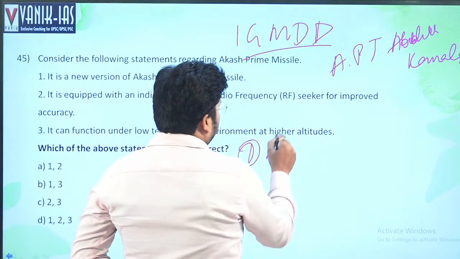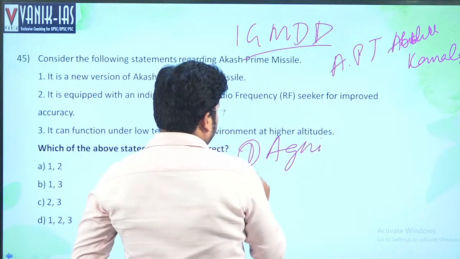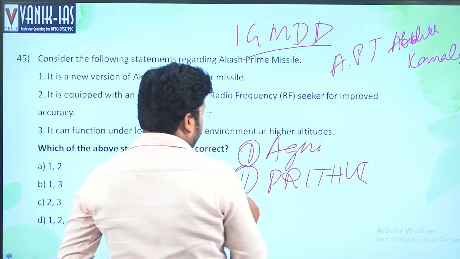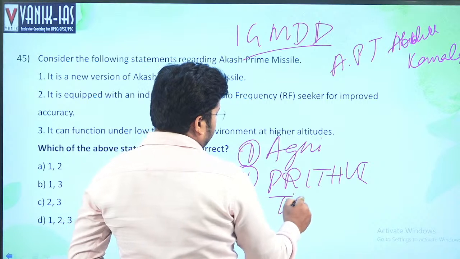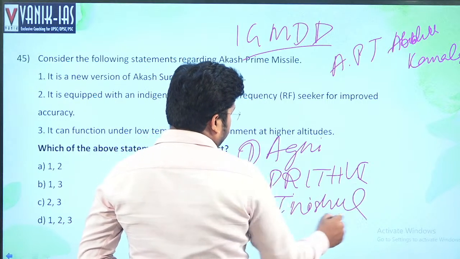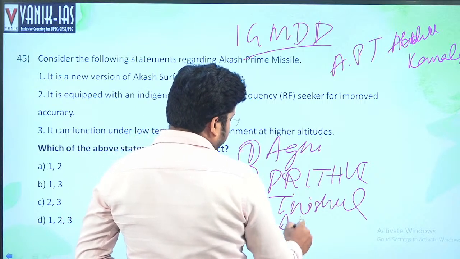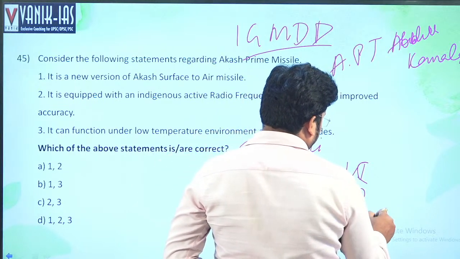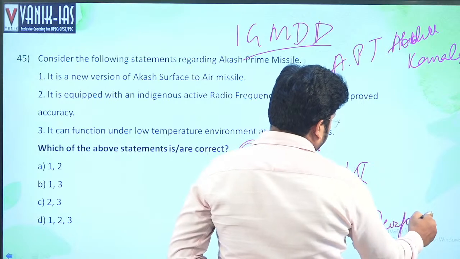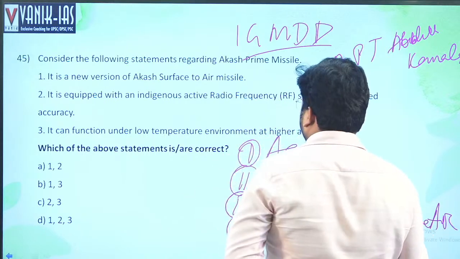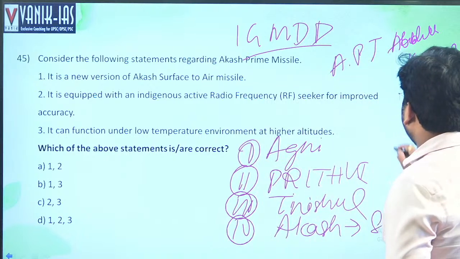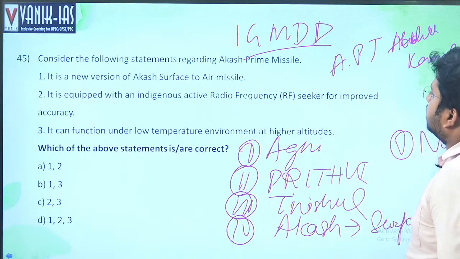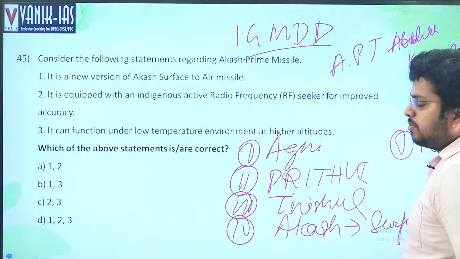For example, Agni and Prithvi. Agni and Prithvi are surface to surface missiles, right? Then Trishul and Akash. Trishul is a surface to air missile. And Akash missile is also a surface to air missile. And there is an anti-tank missile, that is Nag. So Agni, Prithvi, Trishul, Akash and Nag are created under the Integrated Guided Missile Development Program, right?